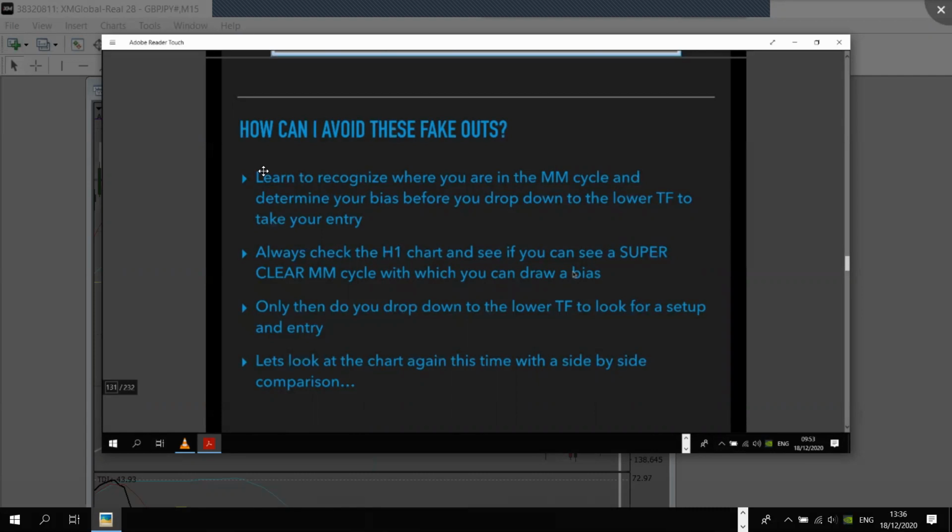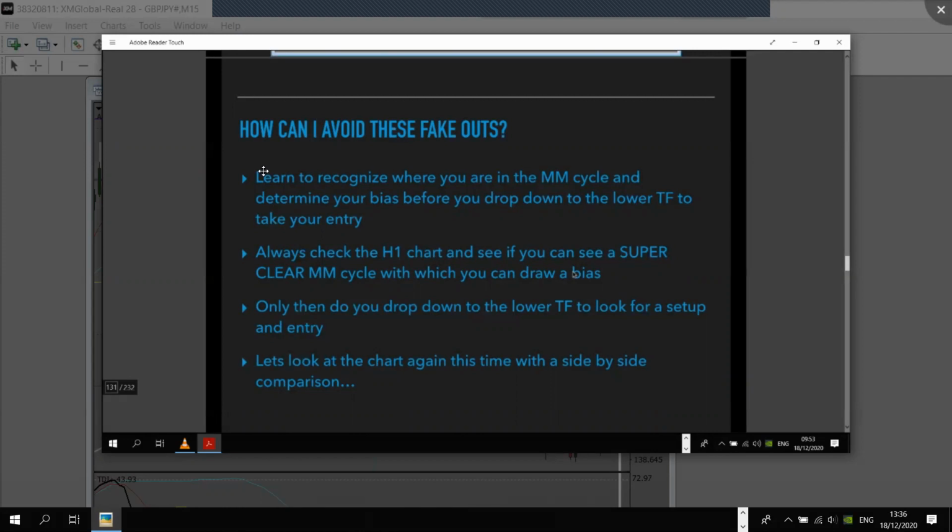You can go and rewatch the previous lessons to understand what I'm talking about here. So always check the H1 time frame chart and see if you can see a super clear market maker cycle with which you draw a bias. In other words, what this simply means is that we need to find our levels. We need to know our levels, and that's done on the H1. The purpose of levels is to determine the directional bias of the price.